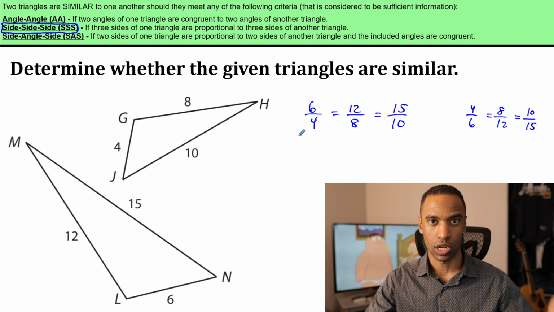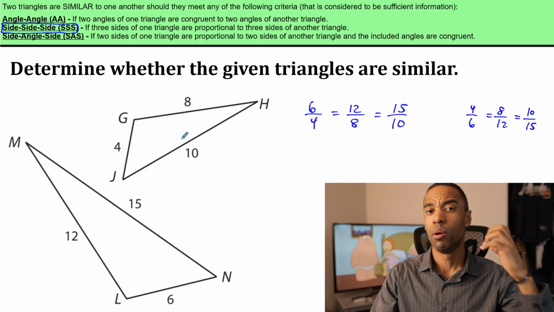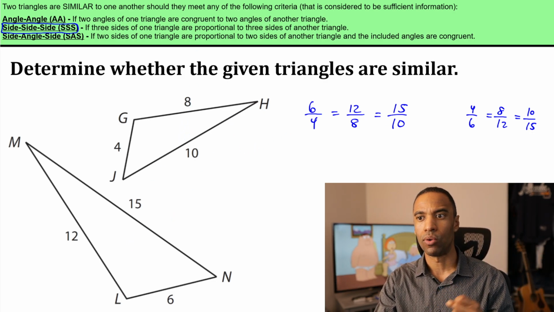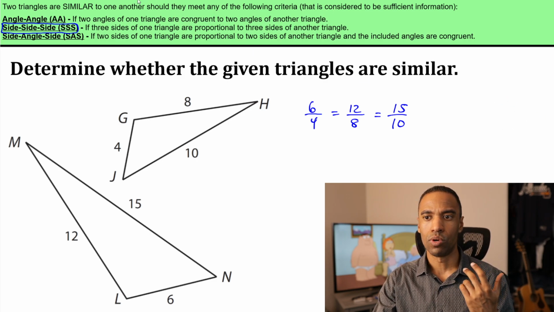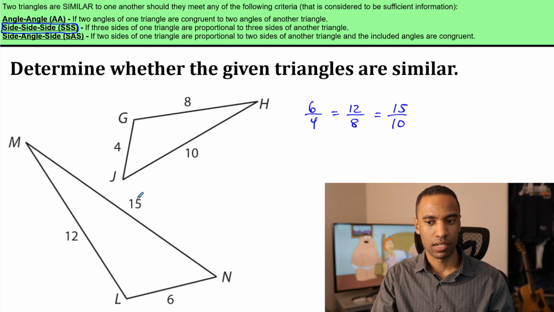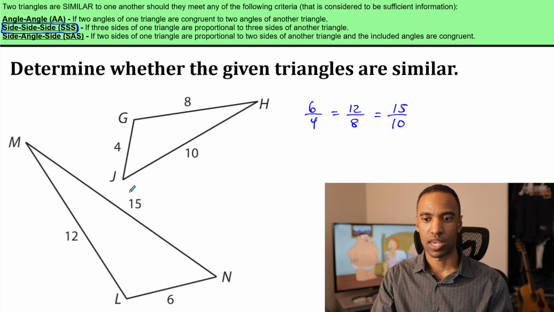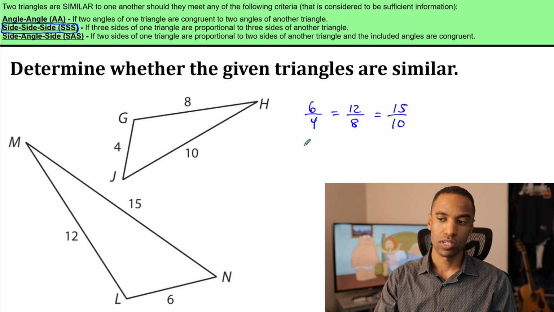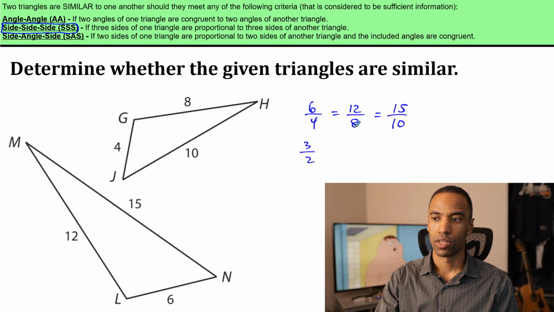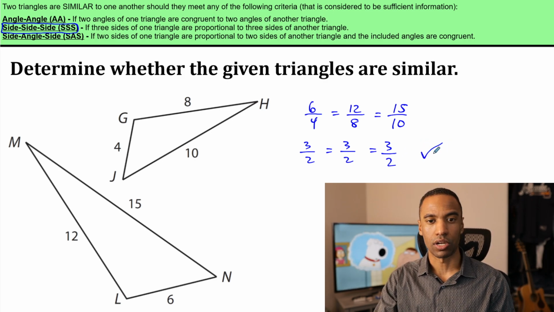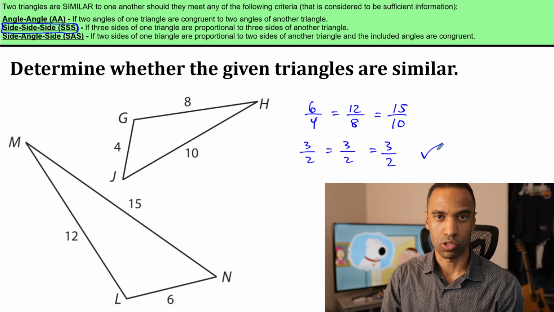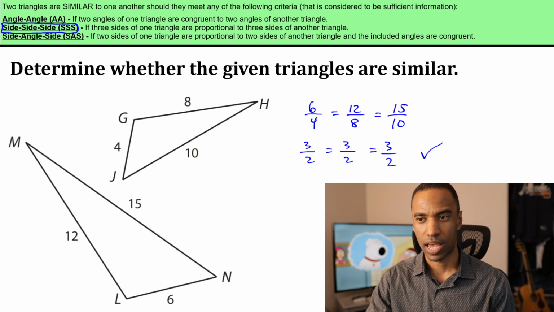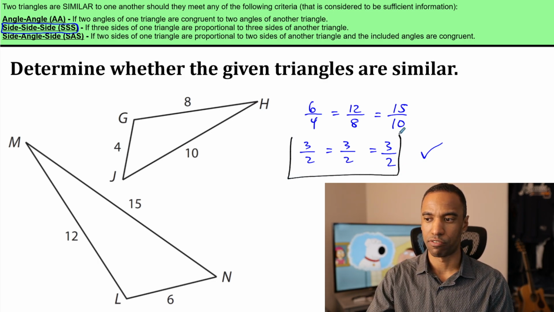You'll get some ratio either from small to large or large to small, but you have to stick to the same direction each time you go. And also, once again, I did do smallest side to smallest side, medium side to medium side, and largest side to largest side. Now, as we reduce these fractions, 6/4 reduces to 3/2, 12/8 reduces to 3/2, 15/10 reduces to 3/2. These all share the same similarity ratio. Because of this, these two triangles are similar by side. This is your proportionality test for side.